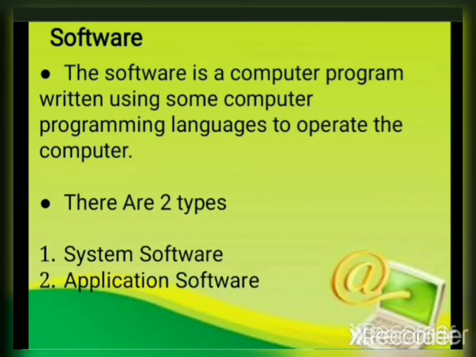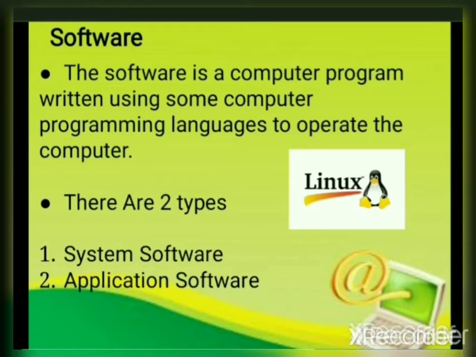Application software is a type of software which is written by the user to perform a particular task like drawing a picture, playing computer games, etc. Examples of application software are Paint and MS Office and so on. So here there are some examples.